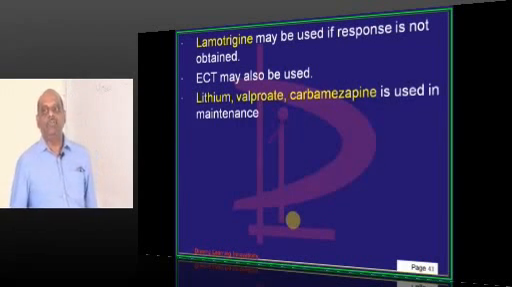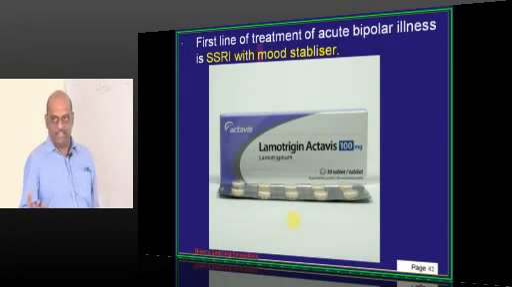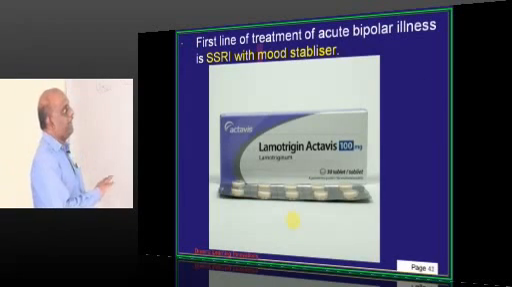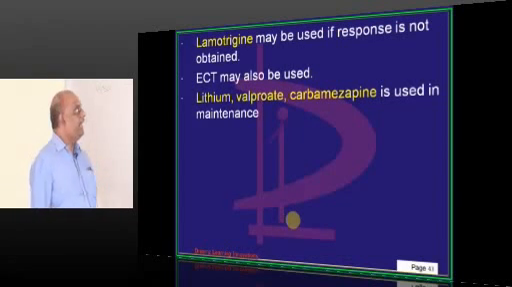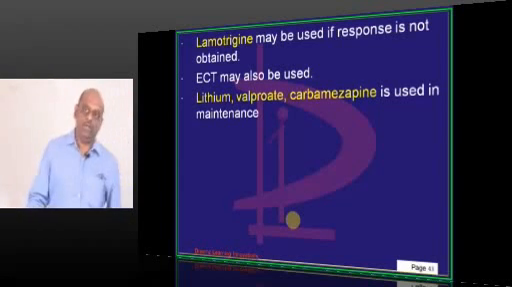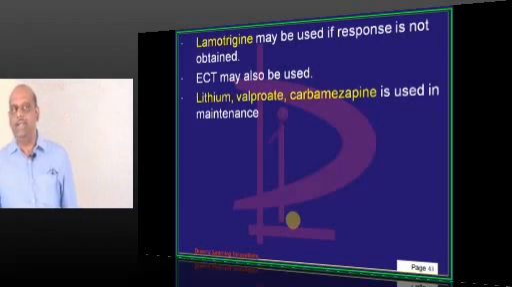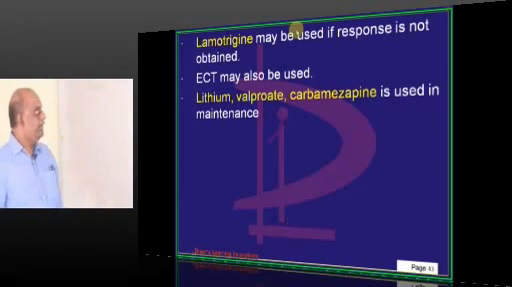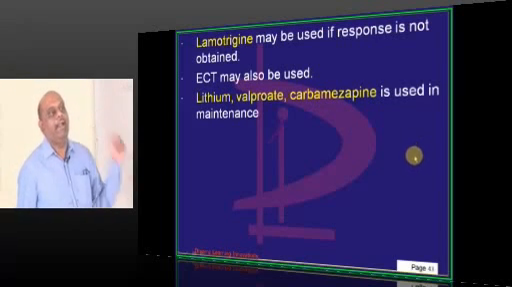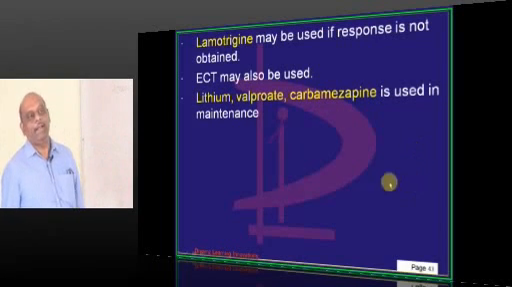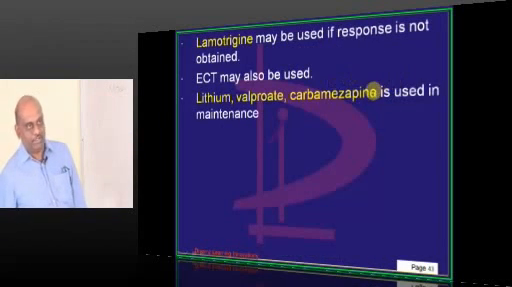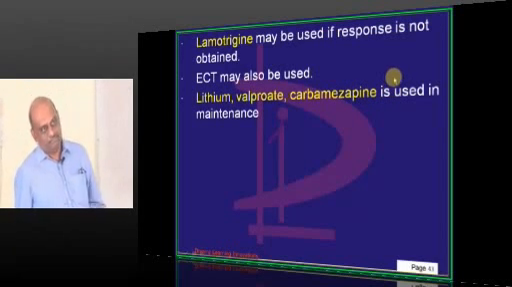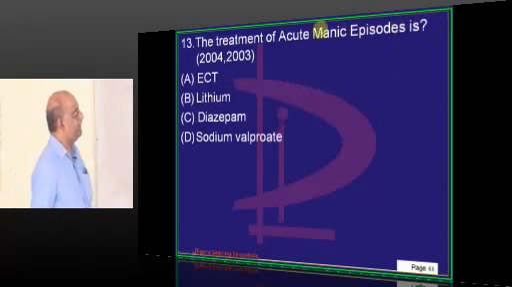But the point is, after using an SSRI like fluoxetine with a mood stabilizer, if the response doesn't come, then lamotrigine is the next choice. Okay, then electroconvulsive therapy is also another option available. Then what is the role of lithium in acute bipolar illness? Lithium, valproate, carbamazepine have the main role in maintenance, and for acute management the most important drug to be used is an SSRI with a mood stabilizer, if not responding lamotrigine, and if suicidal tendencies are there, then electroconvulsive therapy.